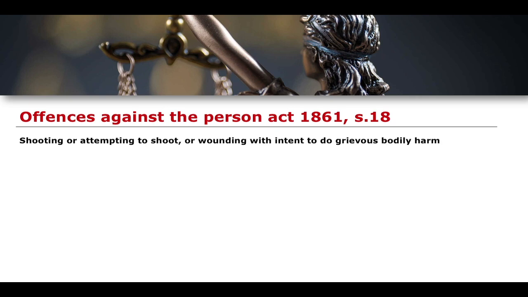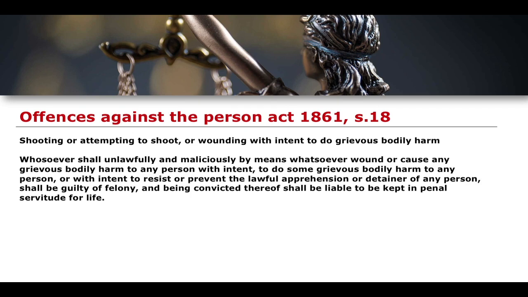This is the name of the offence: shooting or attempting to shoot or wounding with intent to do grievous bodily harm. It says here that whoever shall unlawfully and maliciously by means whatsoever wound or cause any grievous bodily harm to any person with intent to do some grievous bodily harm to any person, or with intent to resist or prevent the lawful apprehension or detainer of any person, shall be guilty of a felony and be convicted thereof, and be liable to be kept in penal servitude for life. This is as the law is prescribed. In fact, a life sentence can be handed down for those who commit grievous bodily harm with intent.